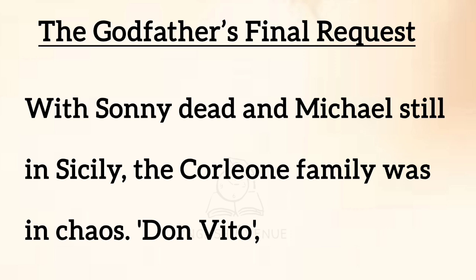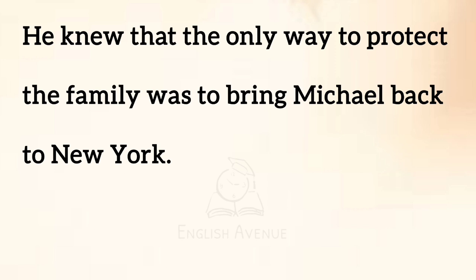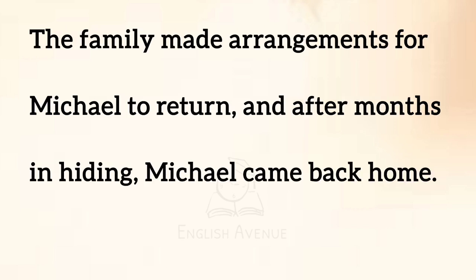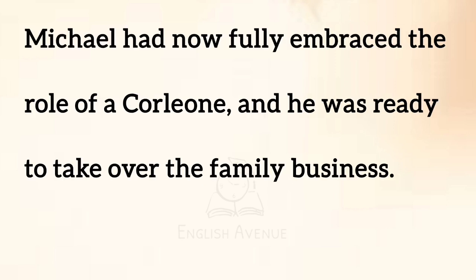The Godfather's final request. With Sonny dead and Michael still in Sicily, the Corleone family was in chaos. Don Vito, who had been recovering from his wounds, was devastated by the loss of his eldest son. He knew that the only way to protect the family was to bring Michael back to New York. The family made arrangements for Michael to return, and after months in hiding, Michael came back home. But he wasn't the same man who had left. He had lost his wife, his brother, and a part of himself. Michael had now fully embraced the role of a Corleone, and he was ready to take over the family business.